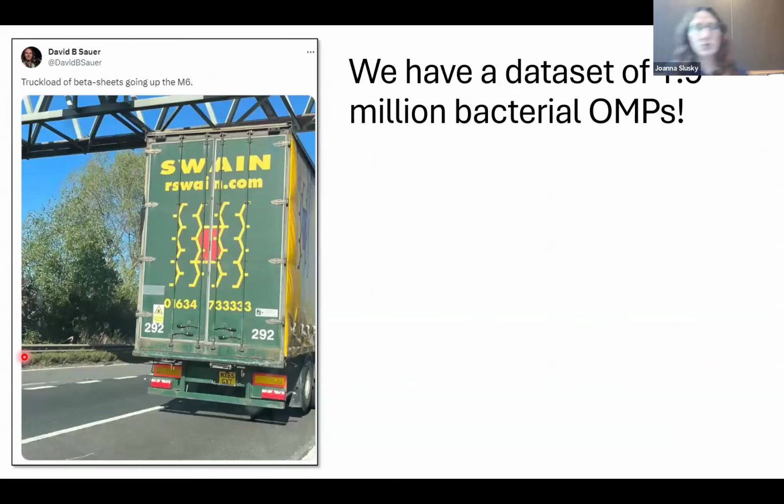Okay, so I saw this picture on Twitter and it said, "Truckload of beta sheets going up to M6." And I was like, that's what I have. I have a truckload of beta sheets.